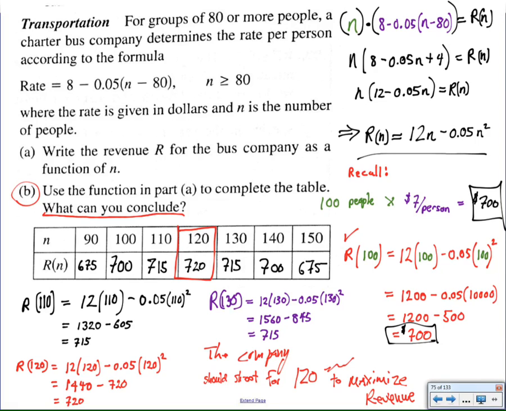And if you wanted to bolster this, it would certainly be within the realm of possibility to sketch a graph and plot the points and show how the trend is parabolic and how the important thing is we need to have 120 people go if we want to make the most amount of money possible in revenue on this particular trip.